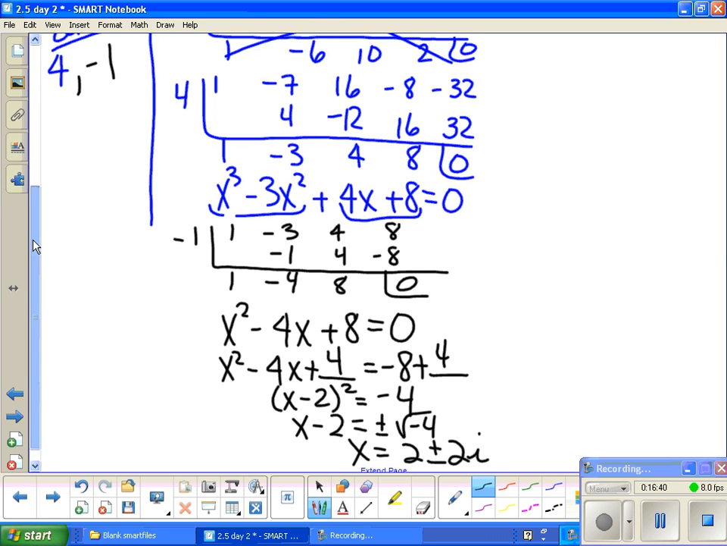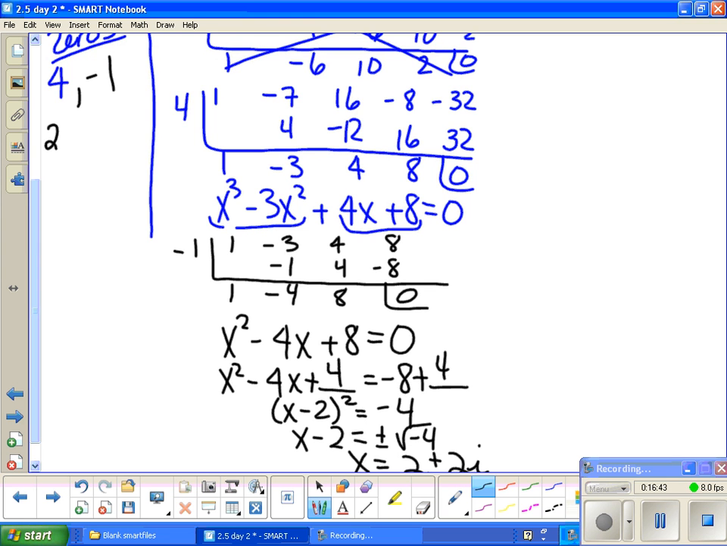So back in my list of zeros, I have 2 plus or minus 2i. There again, I have 2 reals and 2 imaginary zeros. Solution.